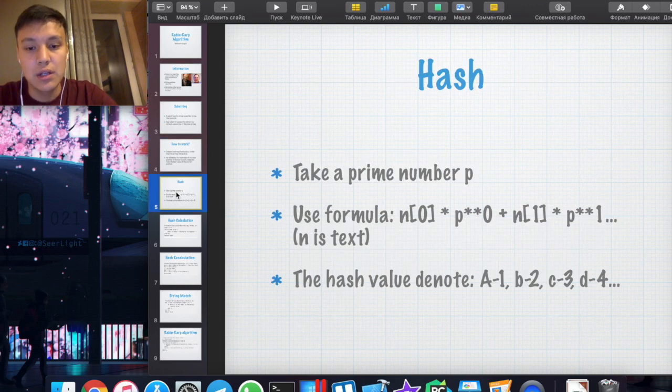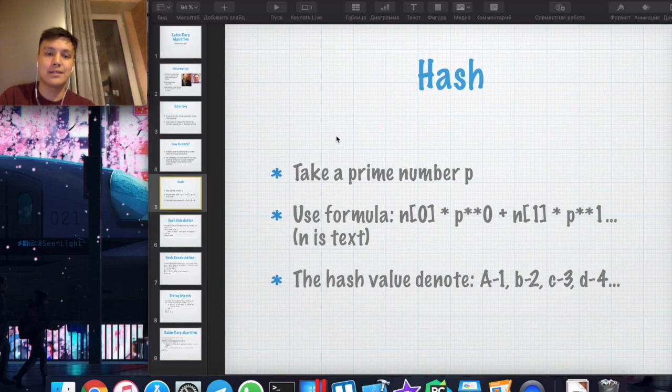To calculate the hash, at first we need to use a prime number. This can be any prime number which you want. After that, we define the value of our letters in the text, like A is 1, B is 2, C is 3, and so on. In the end, we determine the hash value using this formula. In this formula, n is our text and p is the prime number.